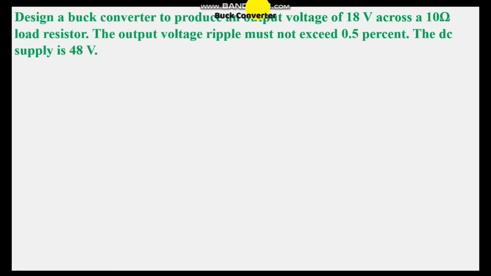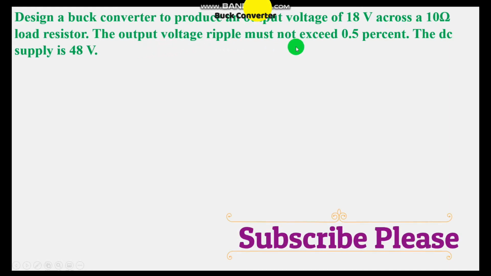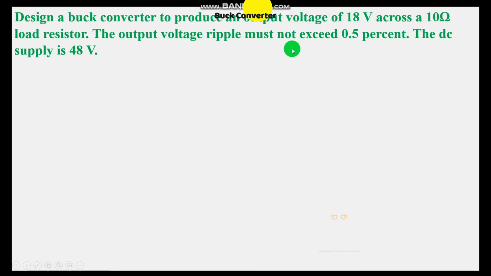In this video, we will design a buck converter, simulate it, and show the results in Simulink. But before designing the buck converter in Simulink, let's find out the values for it. We will design a buck converter which will produce an output voltage of 18 volts with a 10 ohm load, an output voltage ripple of 0.5%, and the DC supply voltage is 48 volts. So let's find out the parameters required for designing the buck converter.